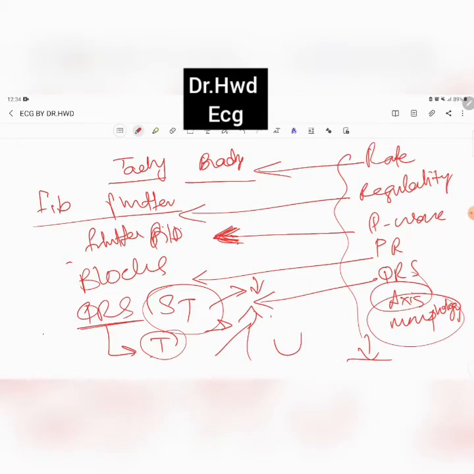So again, let's revise. You look at the rate, and I'll be telling you how to. Then you look at the regularity, then the P waves, the PR, the QRS, the ST segment, and the morphology.